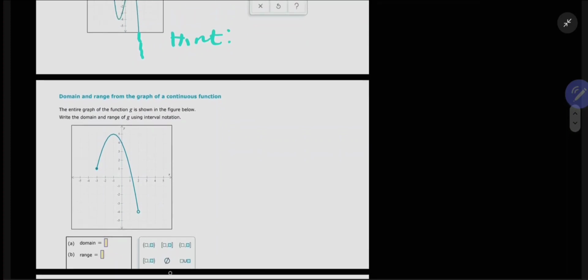Okay, let's look at this. This is just like the first one we looked at. So take out 2 minutes and see if you can figure this out. If there are questions, let me know in the comment section.